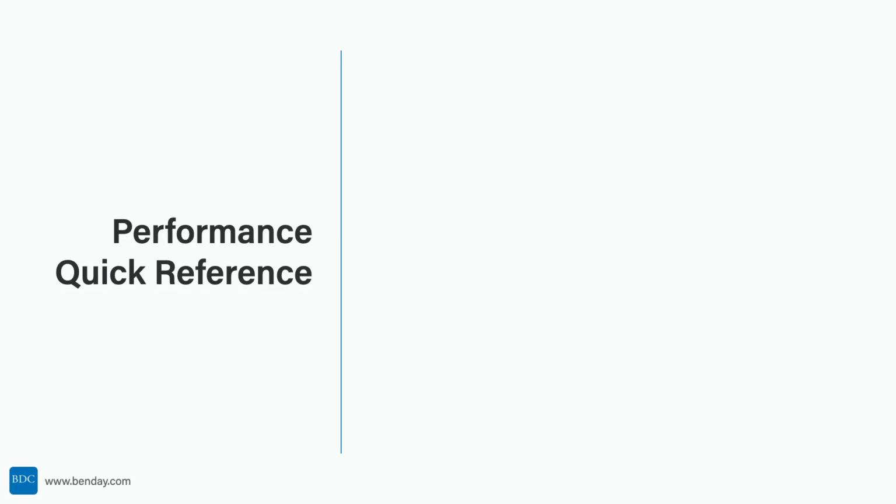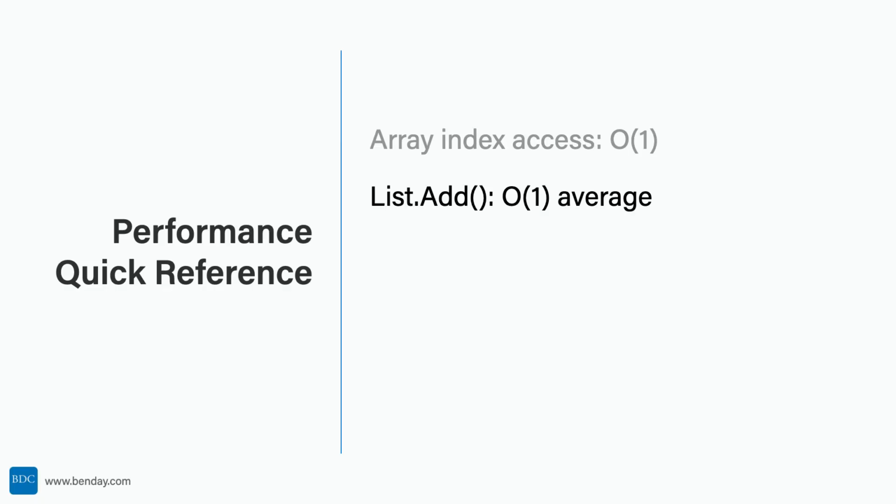Let's talk speed. Here's how fast these operations are with different collections. Accessing an array is instant, no matter how big the array is. That's what O(1) means. Constant time, usually instant, but occasionally a list needs to resize its internal array. Still, we call this O(1) amortized, a fancy way of saying usually instant.